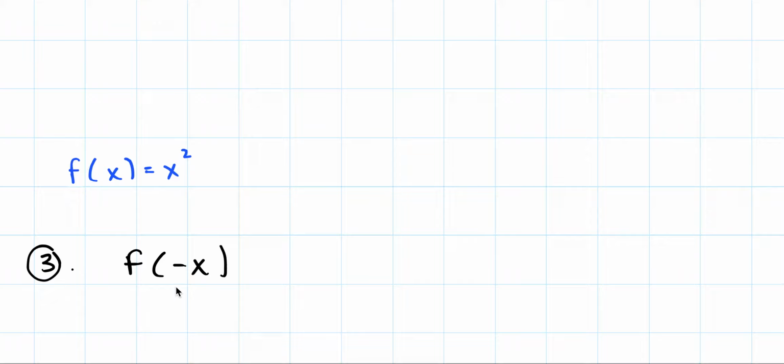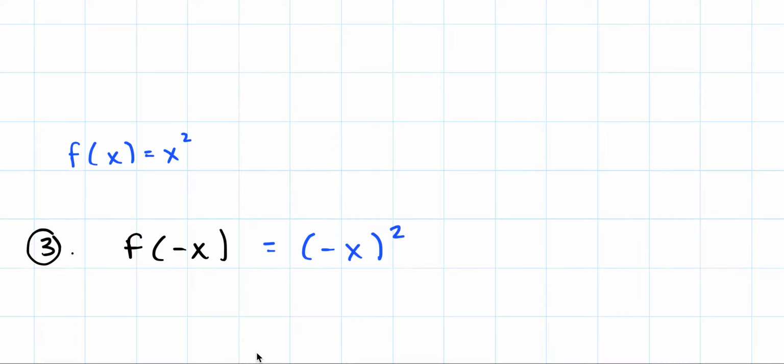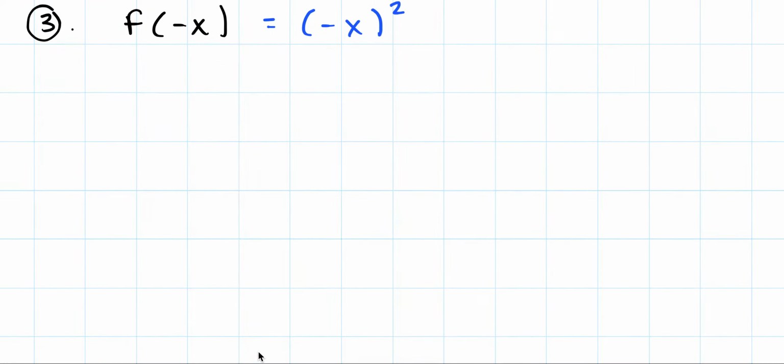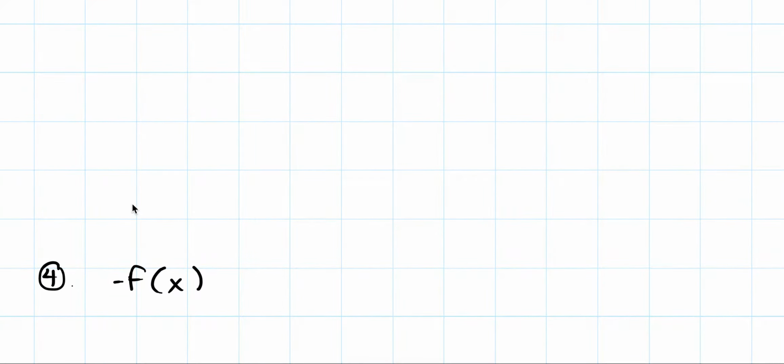Now I want to find f of negative x. So we plug in negative x wherever we see an x. So this is the new function f of negative x. So f of x is x squared. What is negative f of x? So where does that negative go? Well, that says take the negative of the whole function. So this is negative x squared.